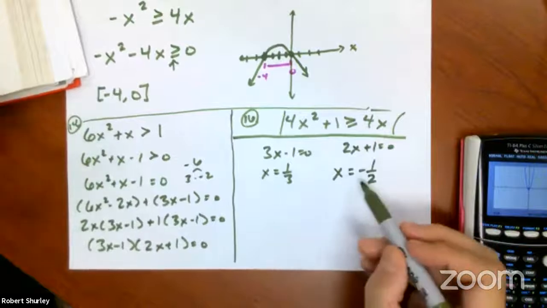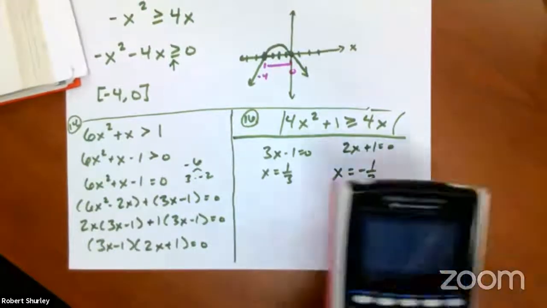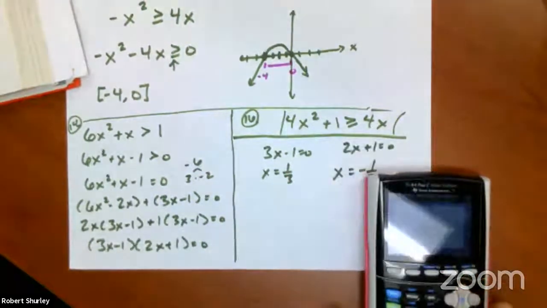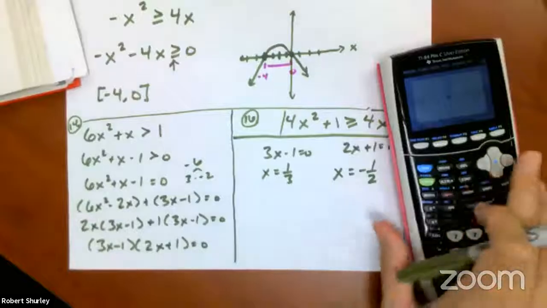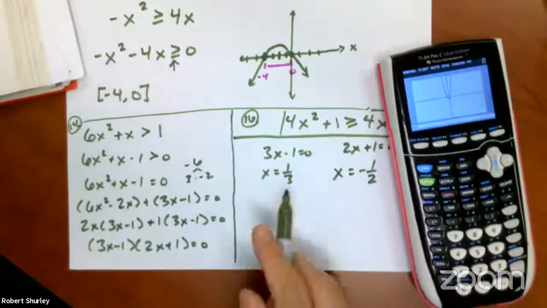Oh, yeah. See, fractional solutions are not going to show up as easily. Now, we can check these, right? We talked a lot about that in 3.4. Like, now if I go to second calc, if I go to value and I put in, let's put in 1/3.